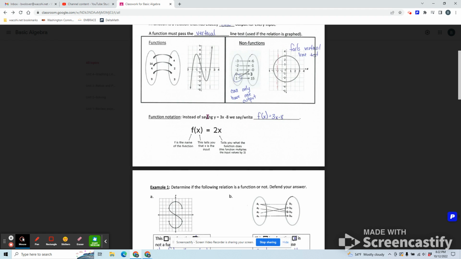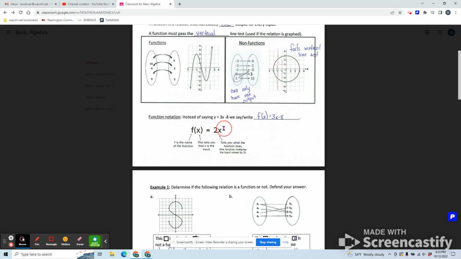Function notation. Instead of saying y equals 3x minus 8, we could write f of x equals 3x minus 8. So this f of x is just a different way to say the letter y. It's function notation. This is my function because your functions can change. You could have more than one function in a problem.